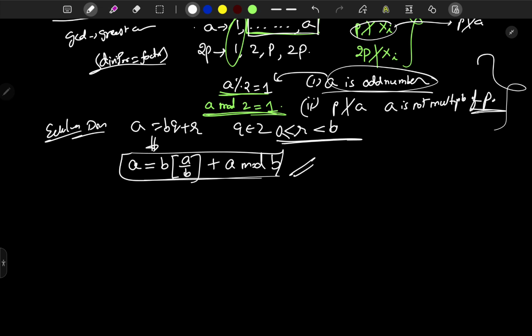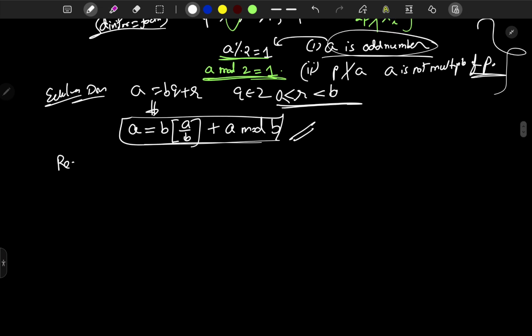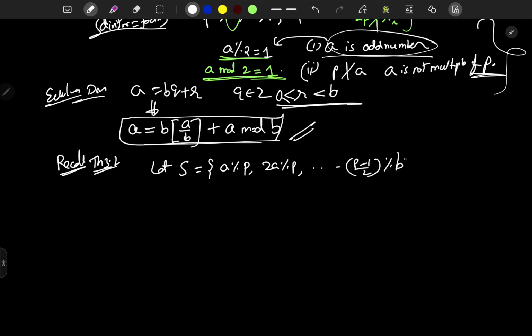Now I will use this result only. So again let's recall theorem 3.2. Let's start freshly. Let S be a set having these values: a mod p, 2a mod p, and so on, up to ((p-1)/2)a mod p.